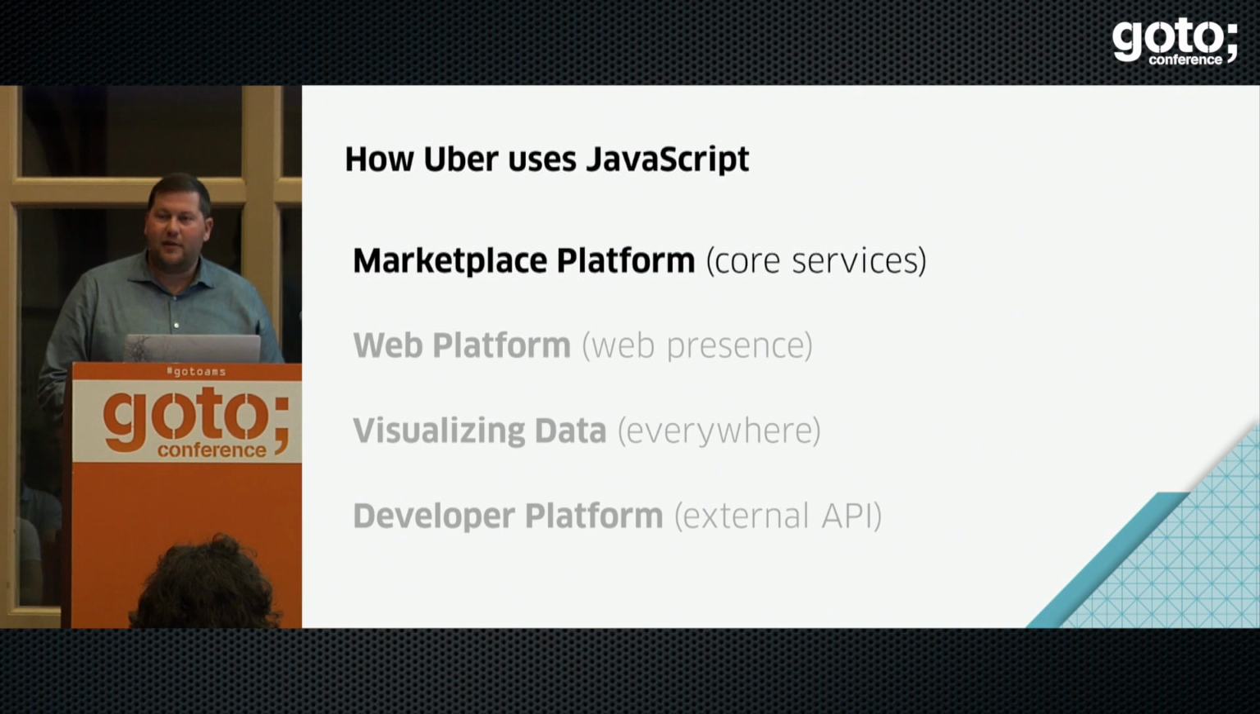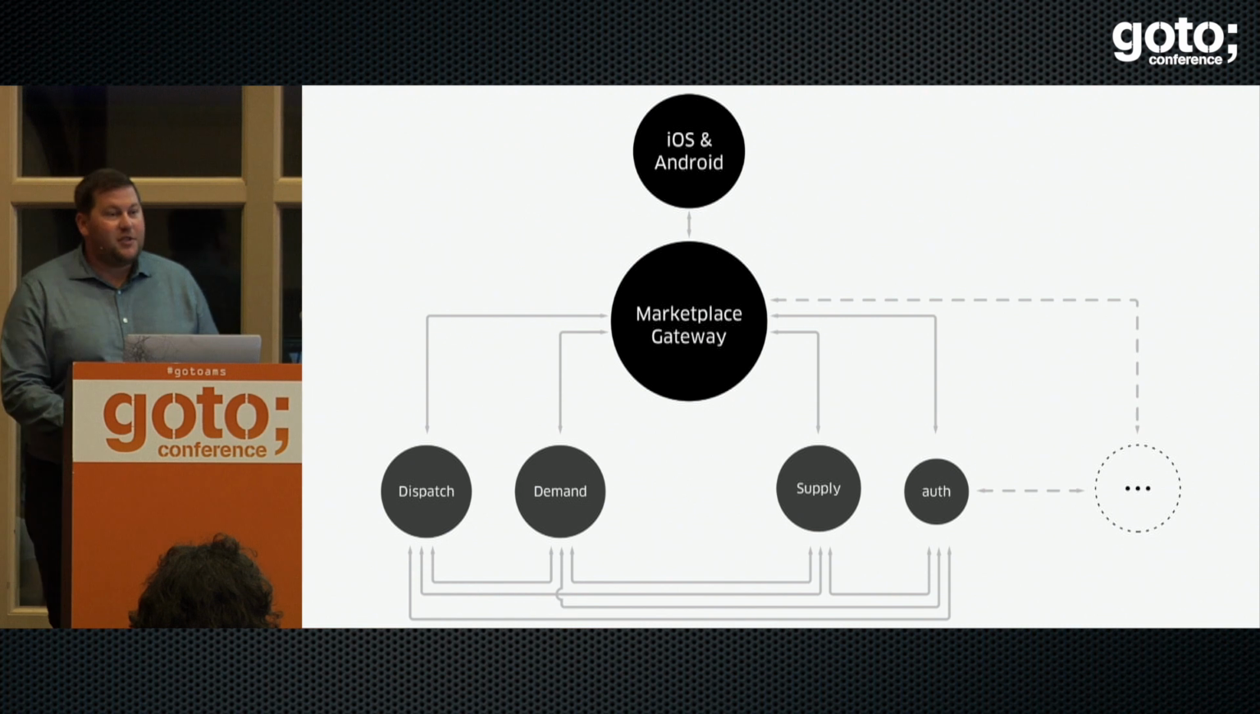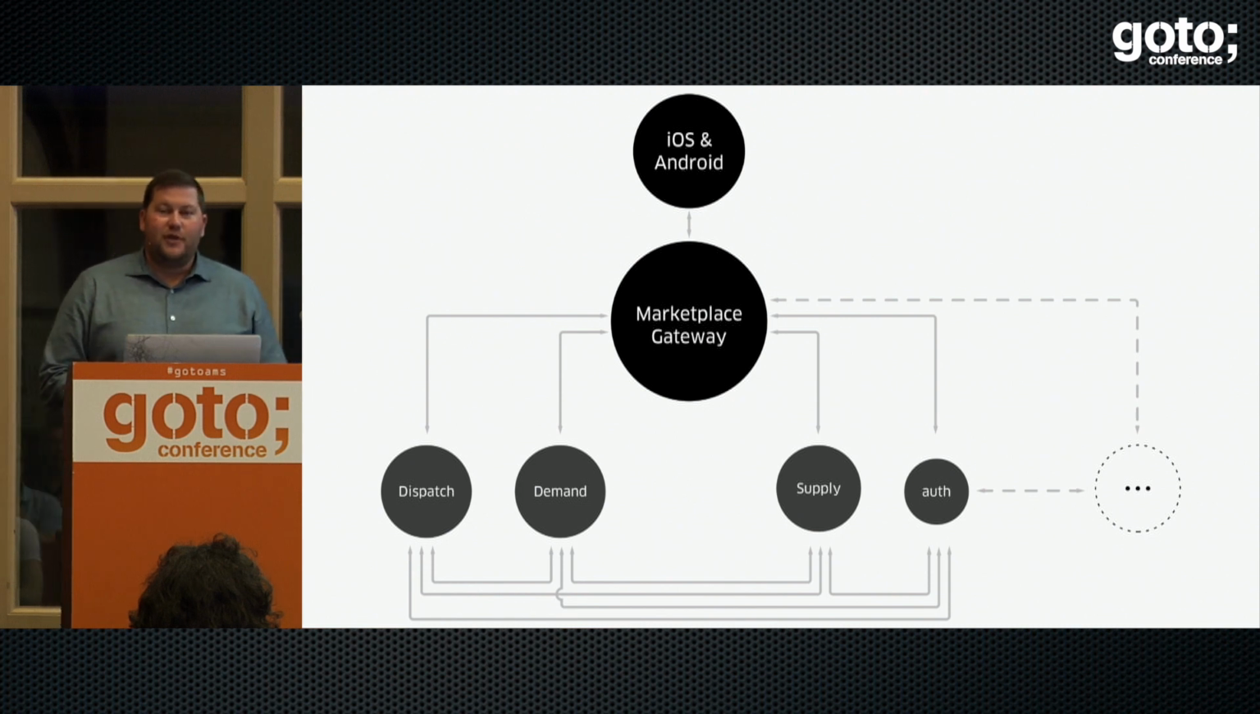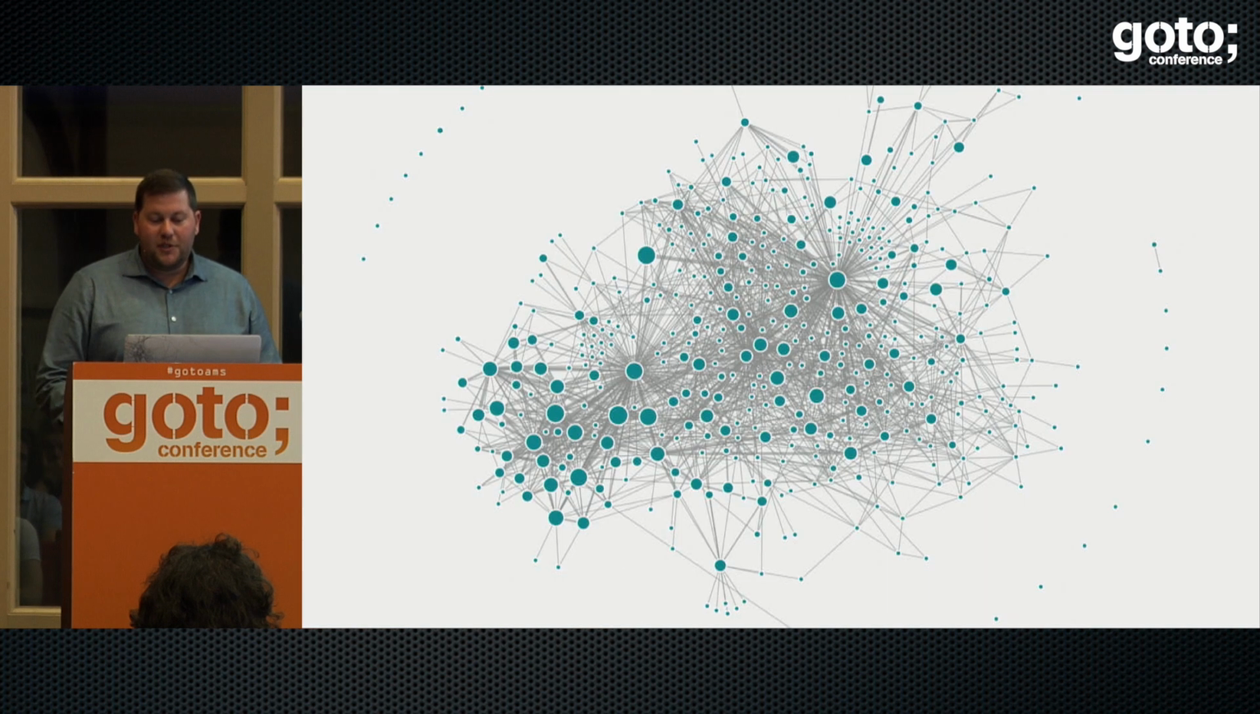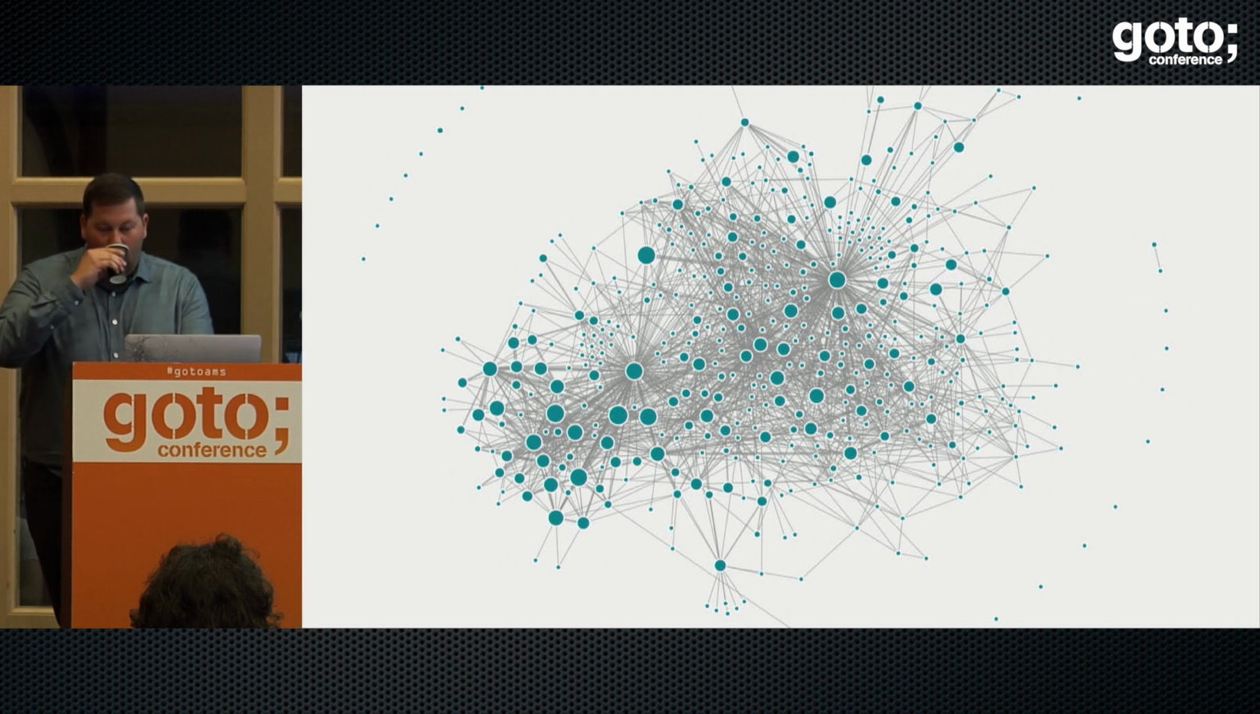And so our marketplace platform at its core is pretty straightforward. We have an iOS and Android application that talks to an HTTP endpoint or a series of HTTP endpoints that talk to underlying services. And at a really high level, the services look like this. You have supply, you have demand, you have authentication, the ability to match supply and demand, pricing, etc. But realistically, it looks a lot like this. Again, we have more than 3,400 microservices that build the Uber's engineering.